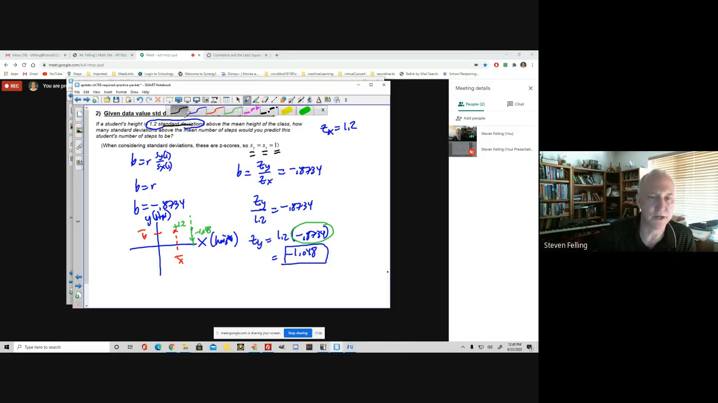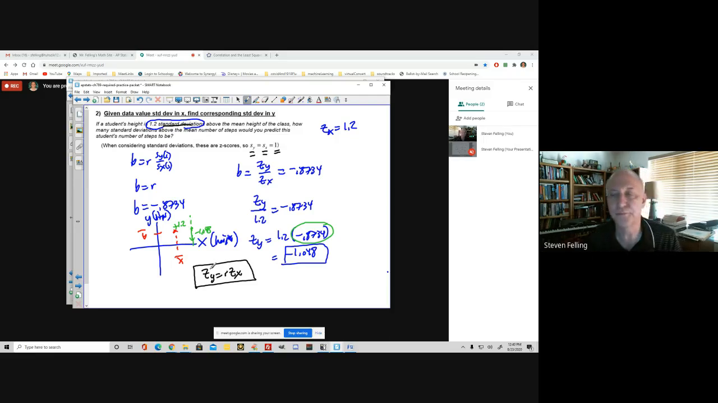So you can kind of just think of it this way. In fact, some people find it easier just to memorize another equation. Zy is r times zx. You can just memorize that if you prefer, right? If you have the number of standard deviations in the x, you just have to multiply it by the correlation coefficient to find the number of standard deviations in the y. All right, that's the second thing that we can do with this equation. I mean, it's based on that equation.